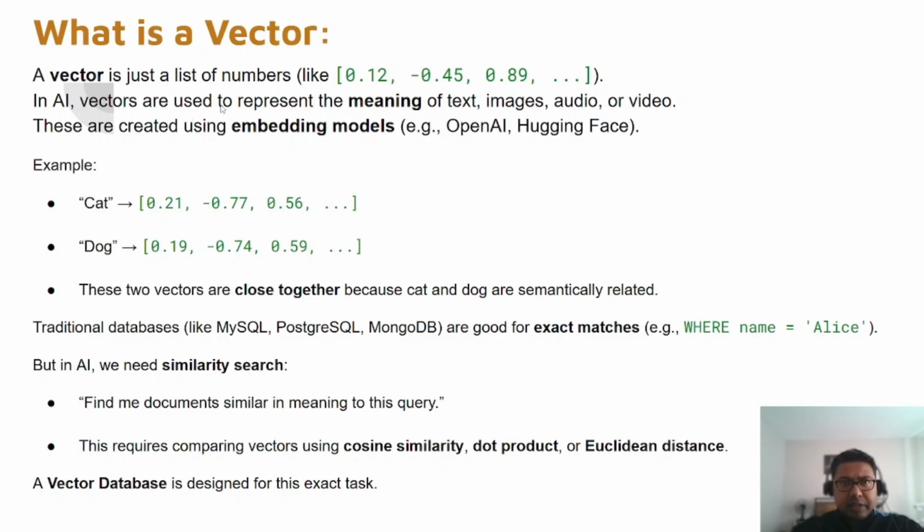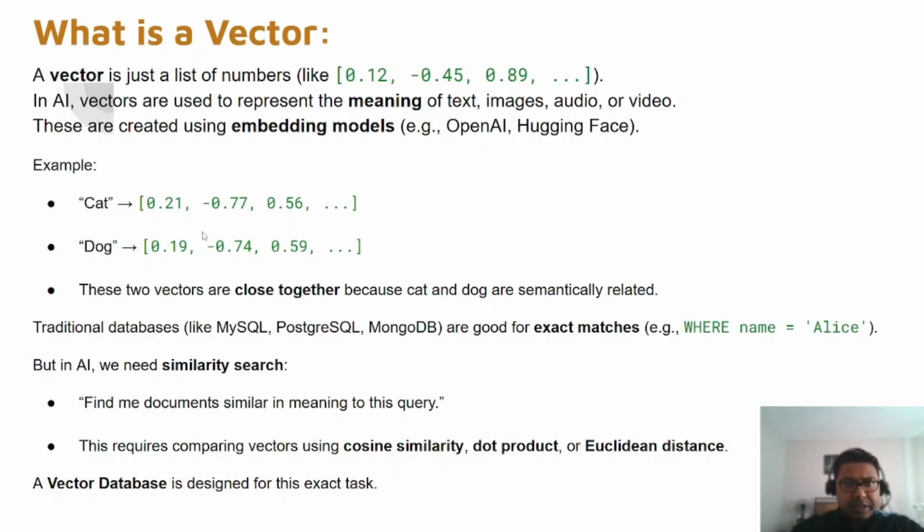In AI, vectors are used to represent the meaning of text, images, audio, or video. This means any text, images, audio, or video can be stored as such numbers in a vector database. These are created using embedding models, e.g. OpenAI, Hugging Face, etc. These embedding models basically convert whatever text, image, audio, or video we pass into this kind of number.